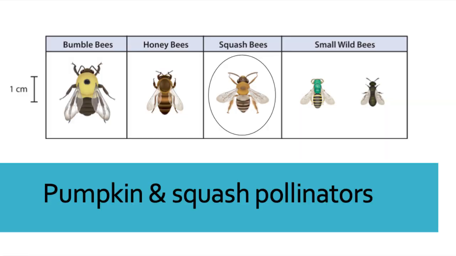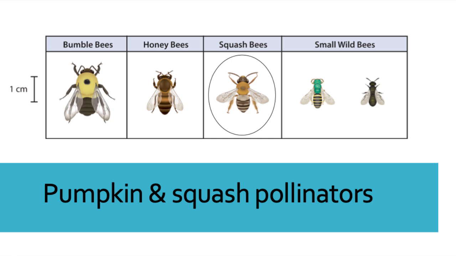So I don't want to give the impression that squash and pumpkin are only pollinated by squash bees. They are pollinated by a wide number of bees because these crops are very attractive, because they produce a lot of nectar. That's the reason they're attractive. So we find bumblebees, we find honeybees, we find squash bees, and we find many, many small wild bees, and then all kinds of other things that visit, moths and all kinds of other things that visit the crop.